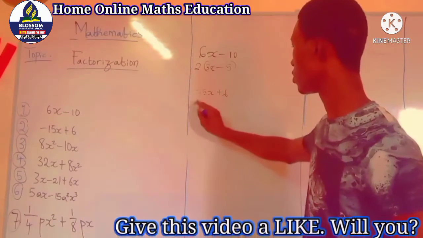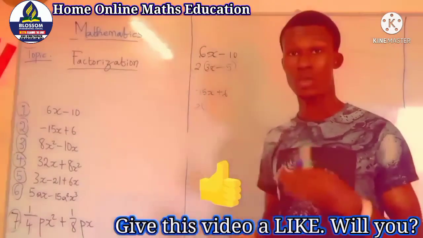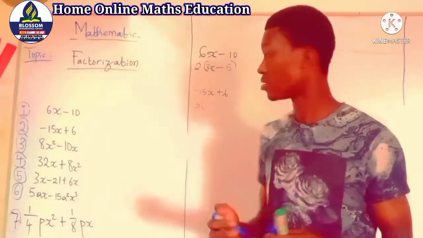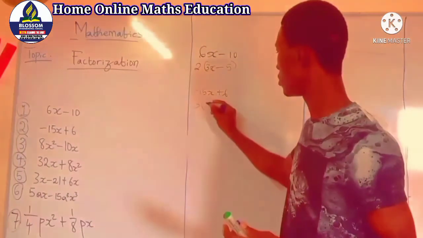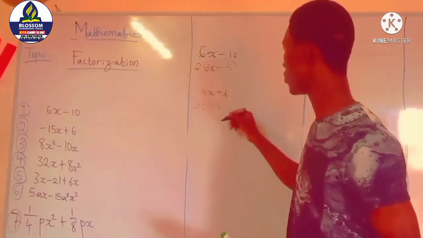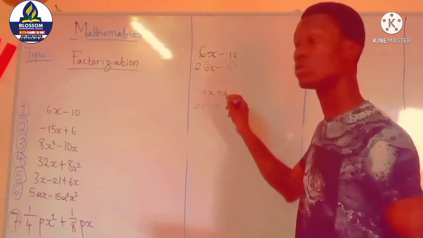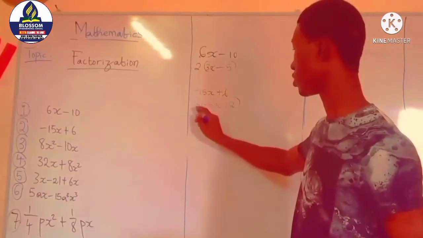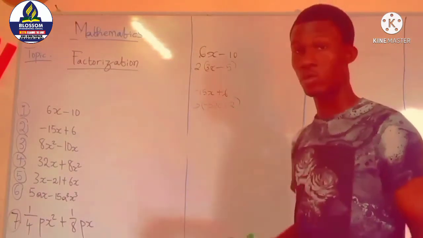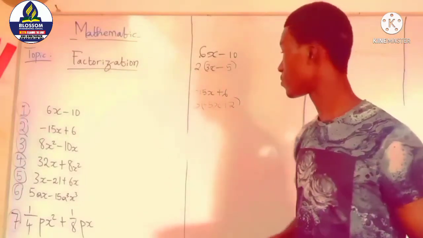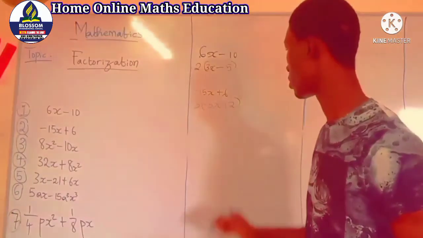Then what do we do next? We are going to think of the number that if we multiply with 3, we should be getting negative 15x. So what would that number be? Negative 5x. Now, what do you think if we multiply with 3 should give us 6? 2. So 3 times negative 5x will give us negative 15x, and 3 times 2 will give us 6. Now let's move on to the next one.